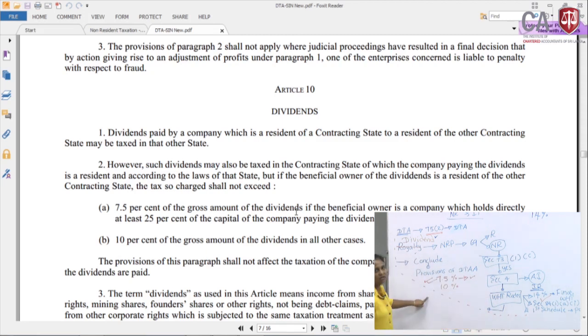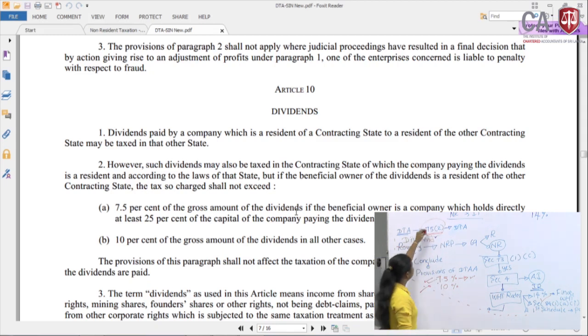And you have to write as per Article 10, within inverted commas, dividends. It has provided that such dividend may also be taxed in the contracting state if the 7.5% of the gross amount of the dividend, if the beneficial owner is a company which holds directly at least 25% of the controlling capital of the company which is paying the dividend, then it is 7.5%. Why are you telling it 7.5%? You have to prove it from this.